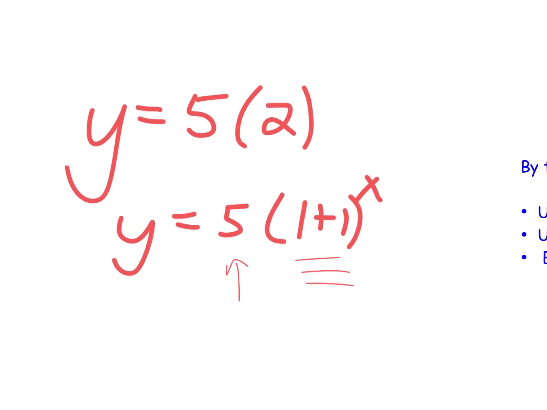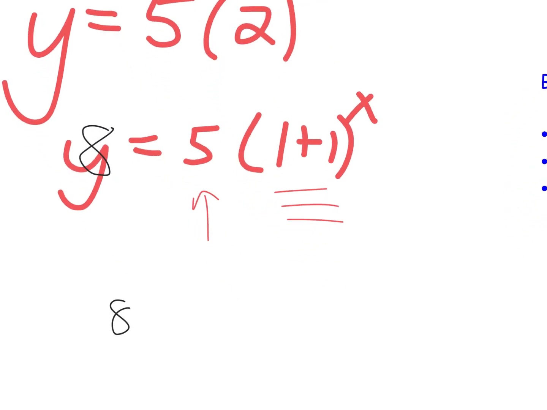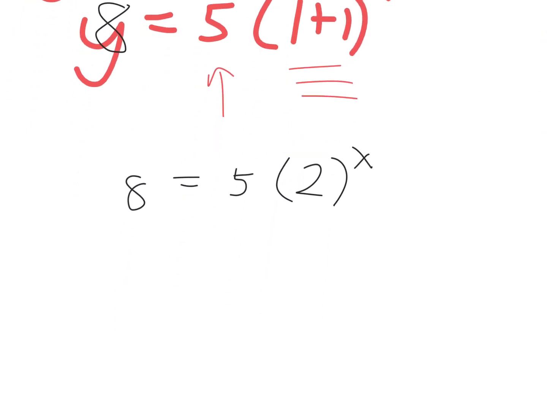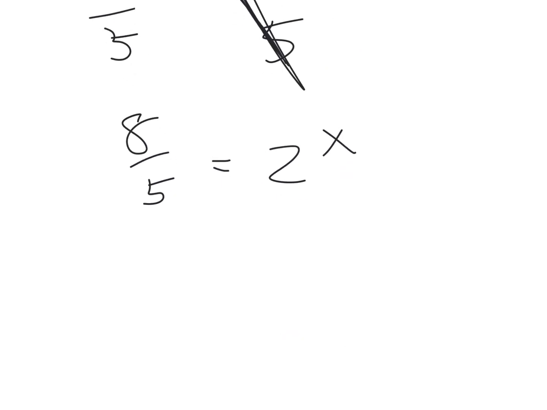You started with 5, and then the challenge would be, if there is an x in the exponent like that, and I tell you that this is 8, then how are you going to solve for the x? 8 equals 5 times 2 to the x, and then you divide by 5, and then you'd be stuck right here. 8/5 is equal to 2 to the x, and you didn't have a good way to solve it.